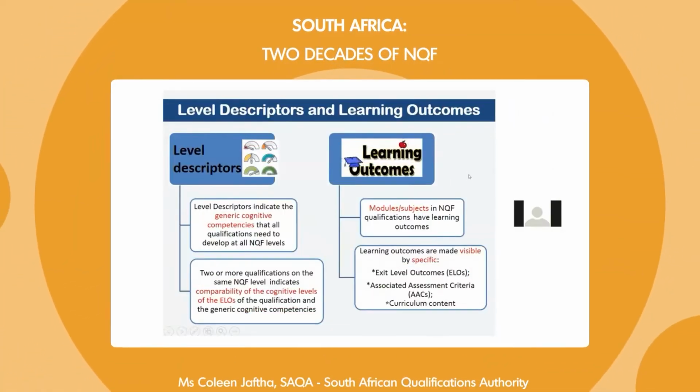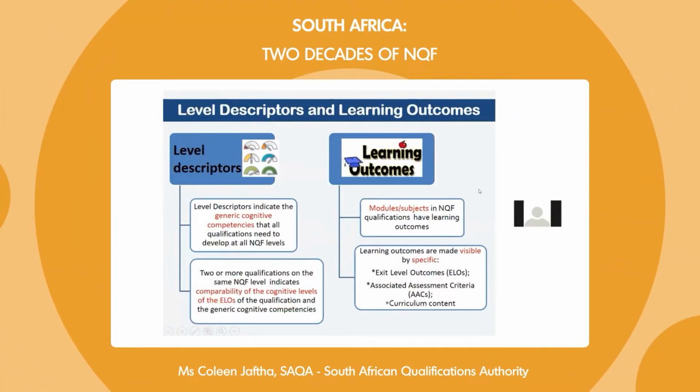So we thought we'll start off this conversation by looking at level descriptors and learning outcomes. Now, the level descriptor is a type of learning outcome at the area of the National Qualifications Framework. So level descriptors indicate the generic competencies that all qualifications need to develop at all NQF levels.